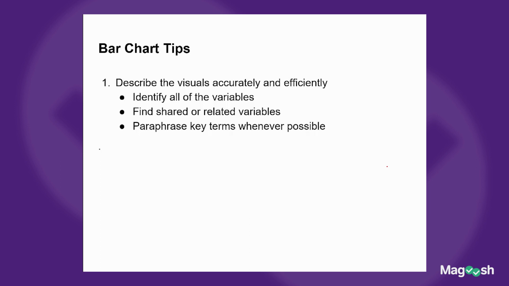And the last advice here for describing visuals accurately and efficiently is you have to try your best to paraphrase key terms whenever you possibly can. This is something that gives you a boost in your score for your Task 1 prompts when you can take some of the language that you see from the prompt, from the question itself, and translate it with synonyms or with other paraphrases that mean the same thing. It shows your range of accuracy and grammar when you do that. Again, we're going to look at how to do that with our sample prompt in just a moment.